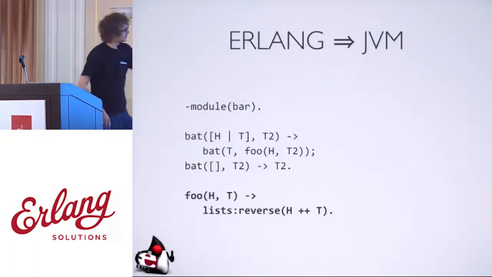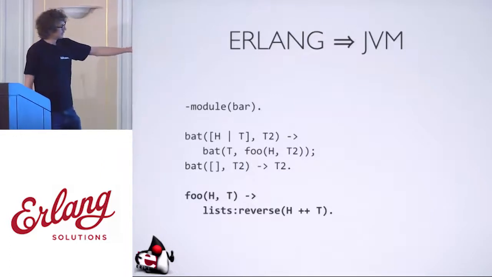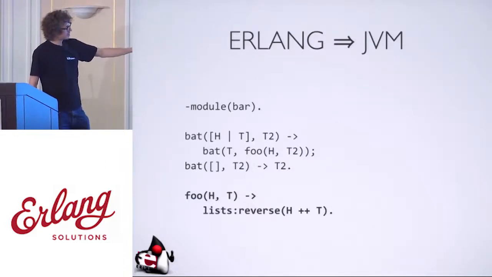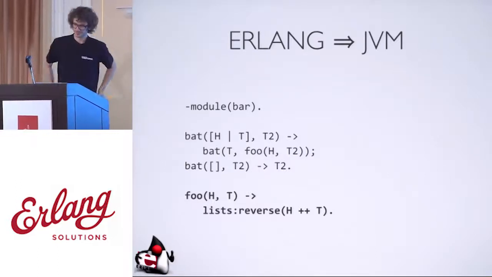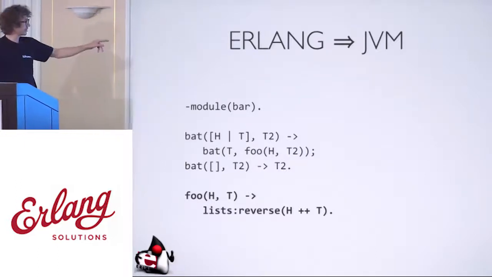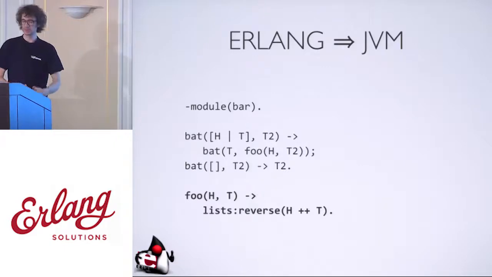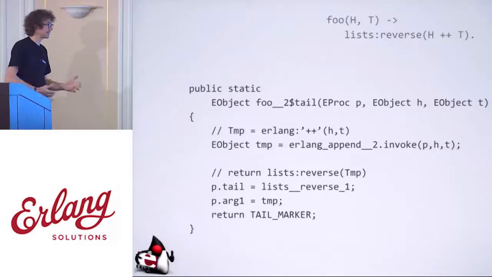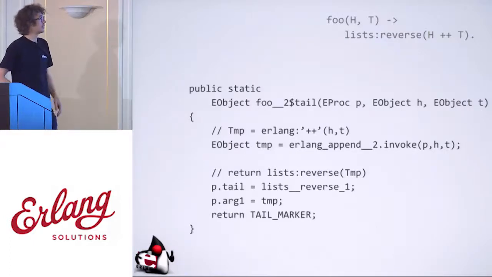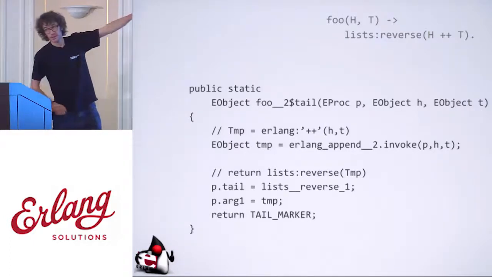The other function down here is different in two ways. One is that there's an external call, and it's also tail recursive. The call to lists:reverse is in tail recursion position, and it's an external call. So let's look at how that gets encoded. This foo function gets encoded into something like this, where I have the original foo function up there.